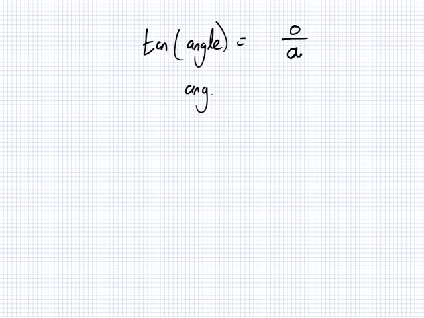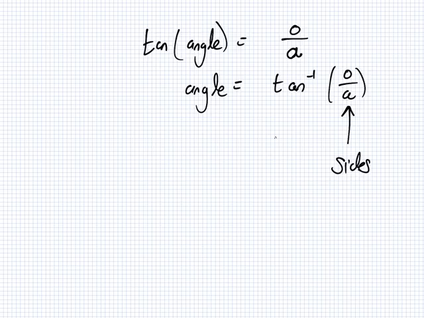Because tan of an angle is equal to opposite over adjacent. So that means an angle is equal to tan inverse of opposite over adjacent. So what's in here are the sides, and what's here is the angle. Make sense?